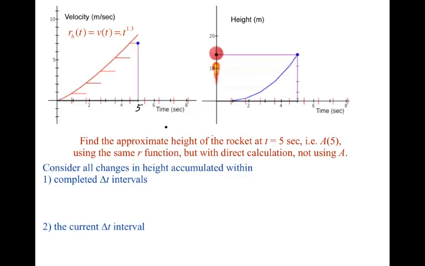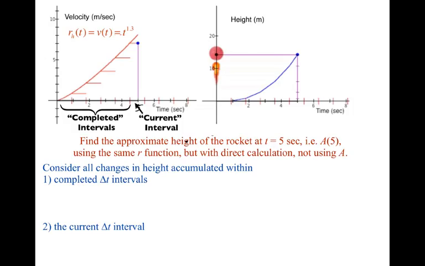We could consider all the changes in height accumulated within the completed delta t intervals. How many were completed before that? 1, 2, 3, 4. So it happens to be the same number. But there were 5 completed intervals before we got to t equals 5. Did you see that? And then there's a little bit more in what we call the current interval. Okay, so those are the completed intervals. And then there's a little bit more accumulation in the current interval.